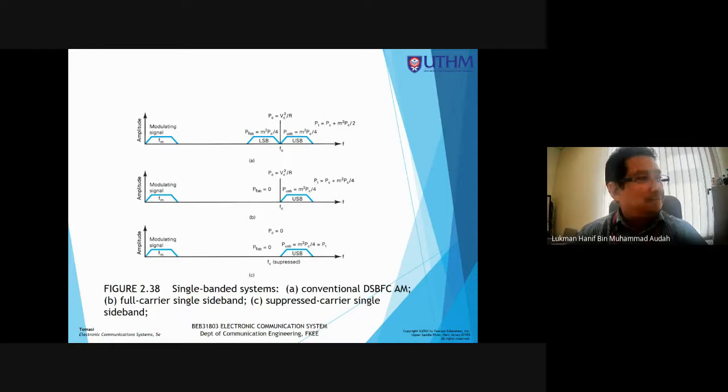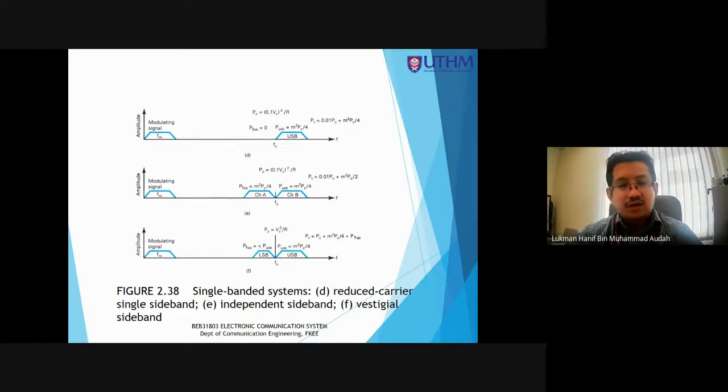Dan saya nak tunjukkan dari segi gambar rajah frekuensi spektrum di sini yang mana ditunjukkan di sini. Yang pertama adalah single conversion, and this is double sideband full carrier. This is single sideband with carrier. This is single sideband without carrier. And then this is single reduced carrier single sideband. Di sini adalah yang graf E ini adalah independent sideband. Tetapi apa yang saya nak tunjukkan adalah yang ini which is a vestigial sideband.